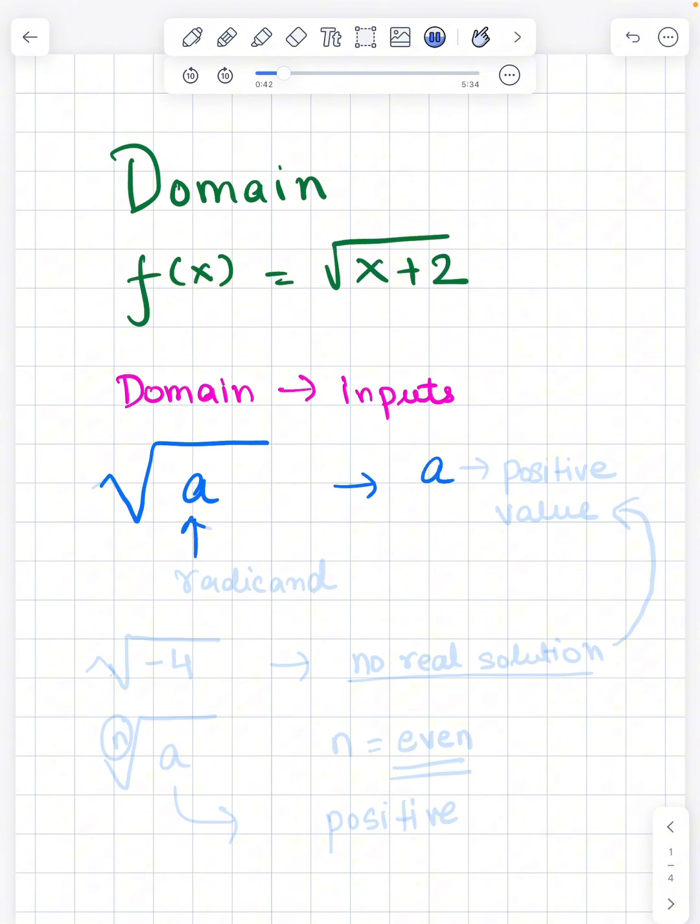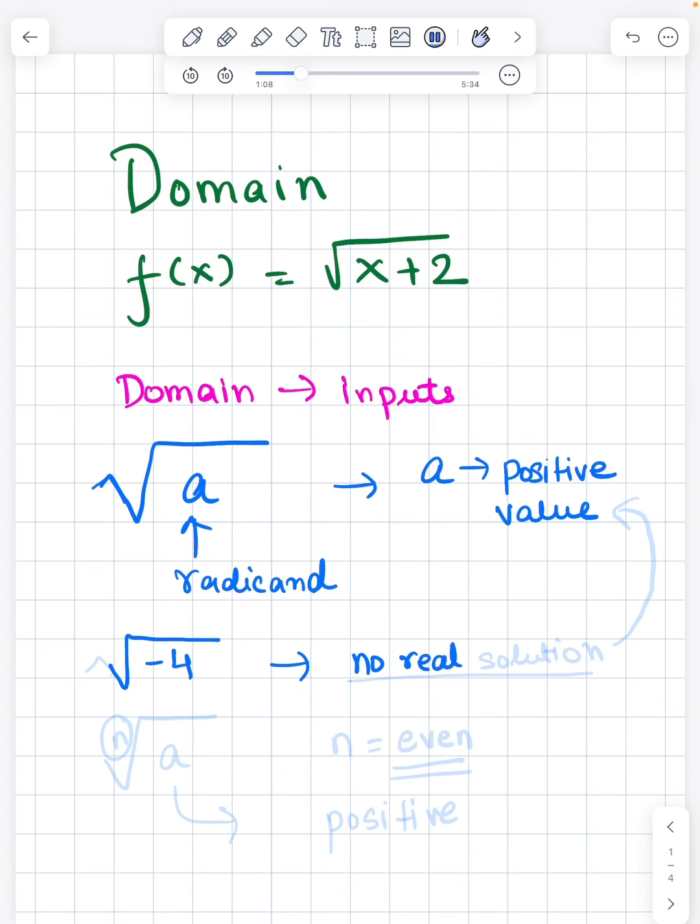For the square root function, remember the radicand, or the number that is inside of the square root sign, can only have a positive value. If it has a negative value, if we have a number such as -4 inside of the square root function, then there is no real solution.